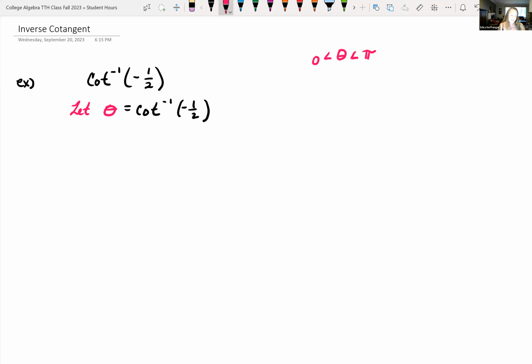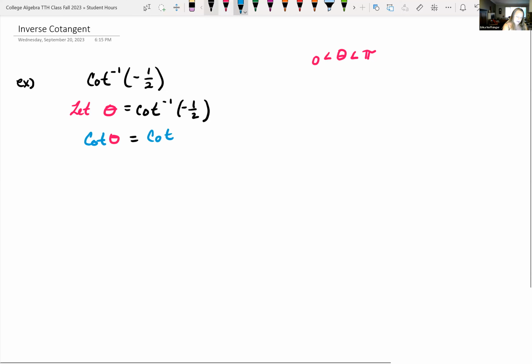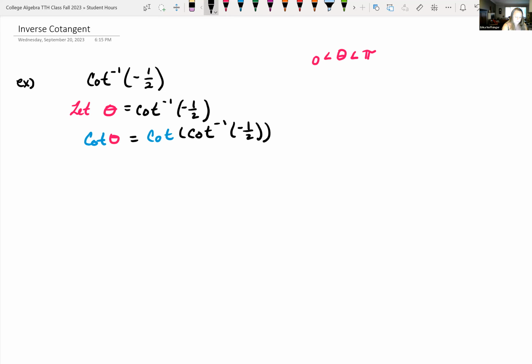Now that we let theta equal cotangent inverse of -1/2, let's get rid of the cotangent inverse. We can undo that by taking the cotangent of both sides of our equation. So we get cotangent theta is equal to cotangent of cotangent inverse of -1/2, so cotangent theta is equal to -1/2.